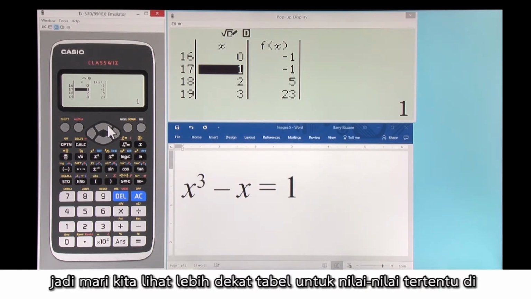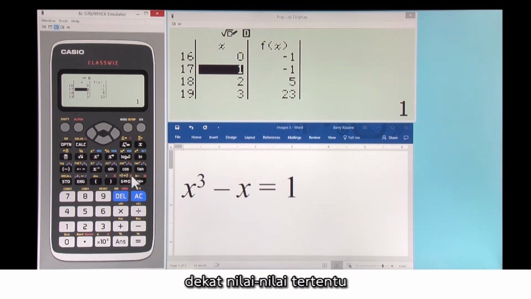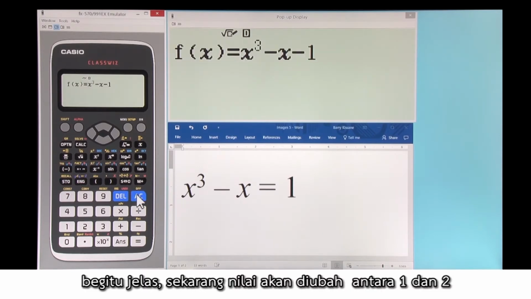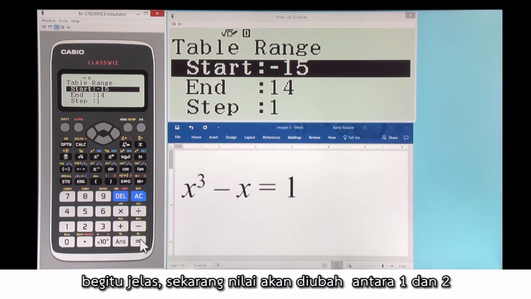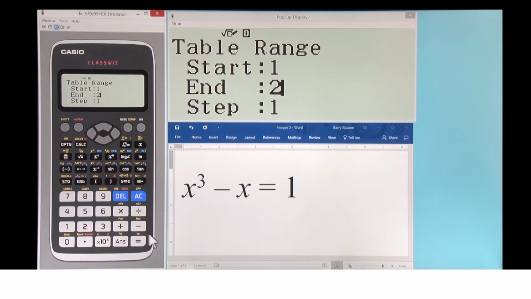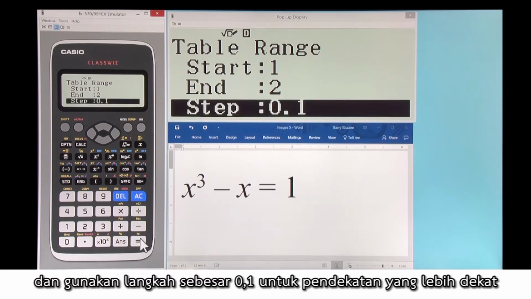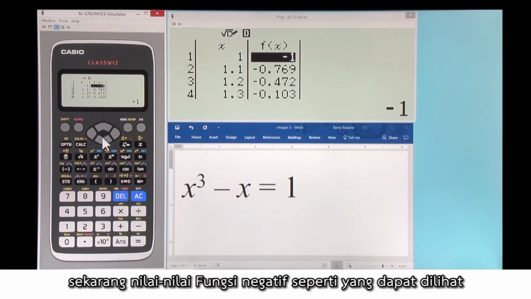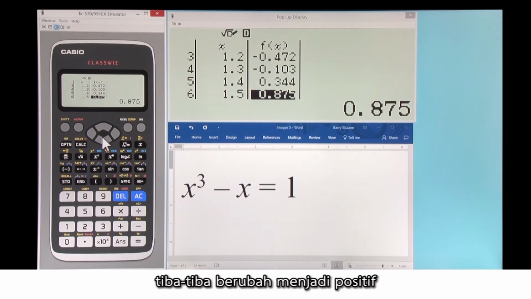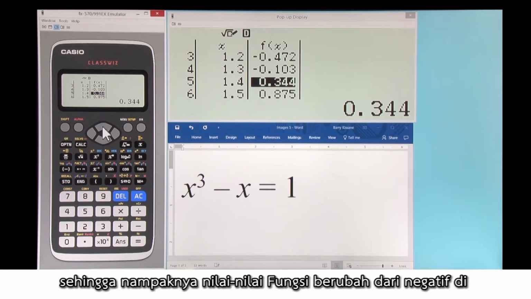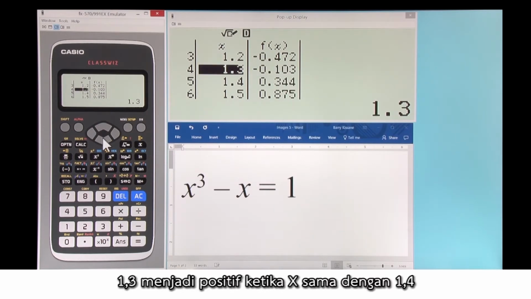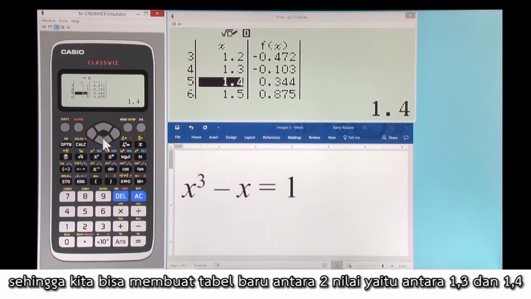So let's look more closely at the table near those particular values. So clear. We'll change the values now to those between 1 and 2 and use steps of 0.1 to look in a little bit more closely. Now the values of the function we can see are negative, and all of a sudden it's positive. So it seems as if the values of the function change from negative at 1.3 to positive when x is 1.4. So we can make a fresh table between those two values of 1.3 and 1.4.